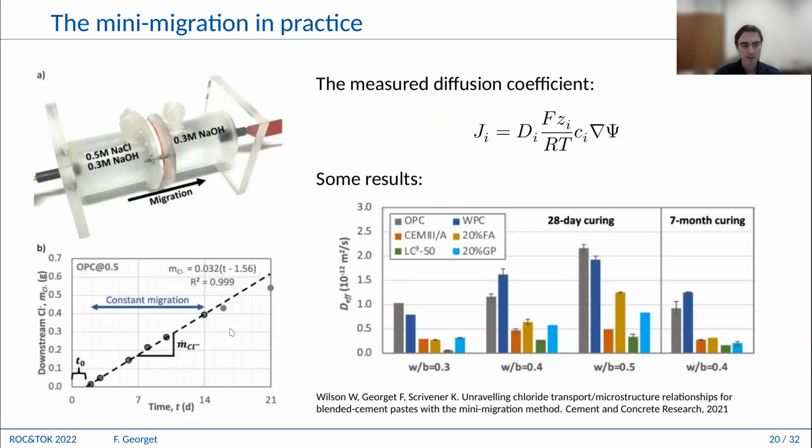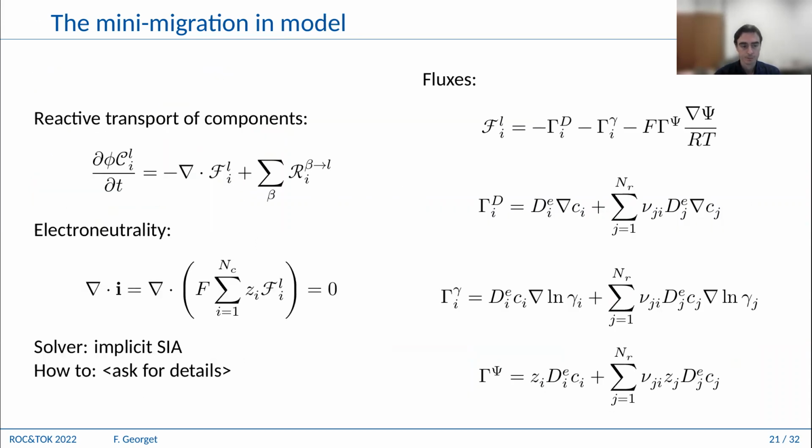In this special case, the current and the concentration are measured, and more specifically, the flux. Because we know the flux and we know the potential, we can predict the diffusion coefficient. And this is, for example, some results that we obtained on many different binders. Of course, this is an experiment, but we can make it a model too. This is one example of such models that can work for it.